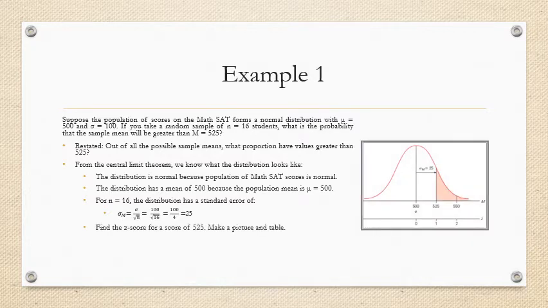So first thing you're going to do after that is find the z-score for 525. The way you would do this is you would make a picture and a table, and you'll notice that 525 falls at the z-score of +1. So then you're going to go to your tables, and you're going to look under z equals 1.00 in the tail, and you're going to find that the answer would be 0.1587 or 15.87% of the students.